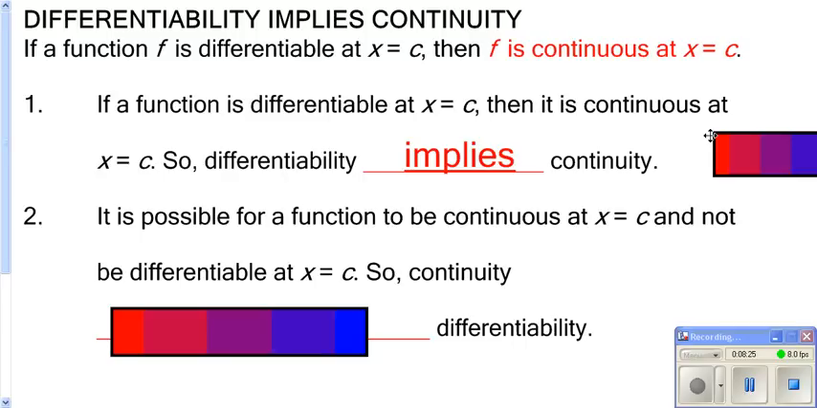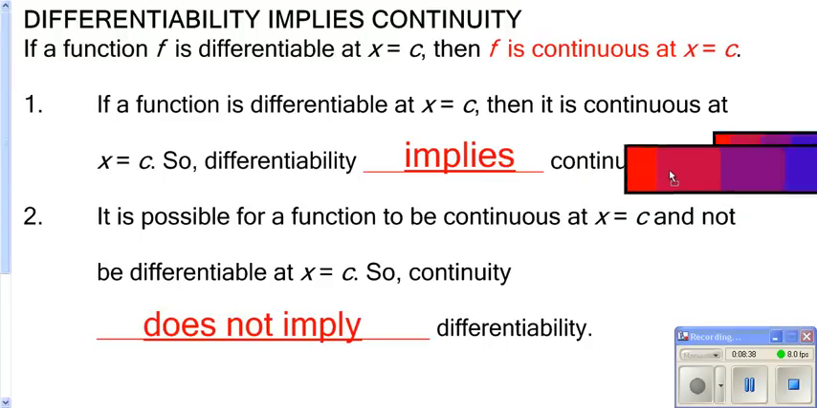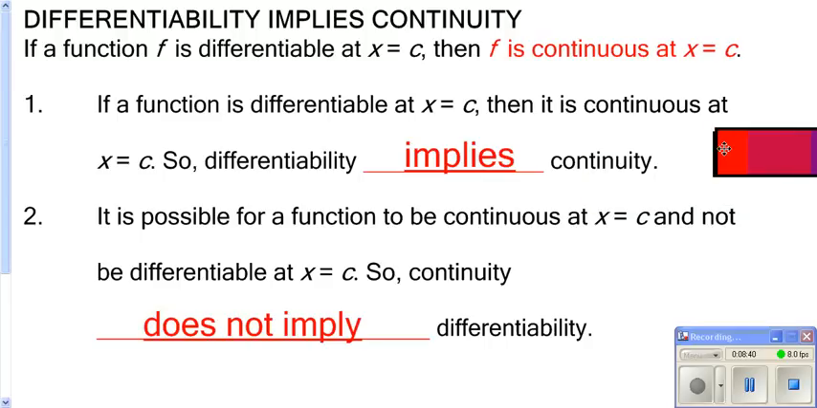However, because it is possible for a function to be continuous, like the last two examples, but not differentiable at a particular point, we would then say continuity does not imply differentiability. Just because your function is continuous does not mean it's going to be differentiable at each and every point.